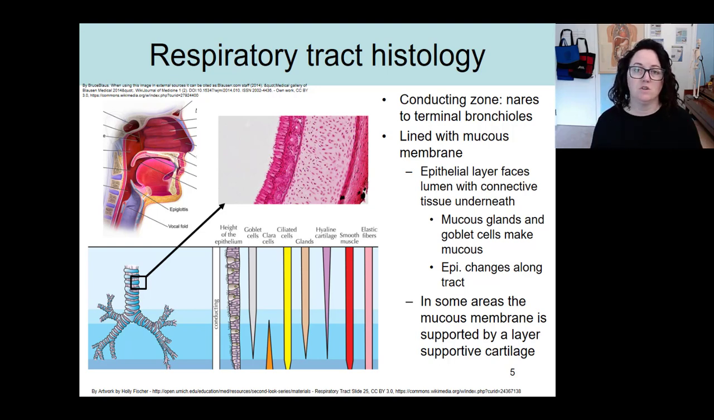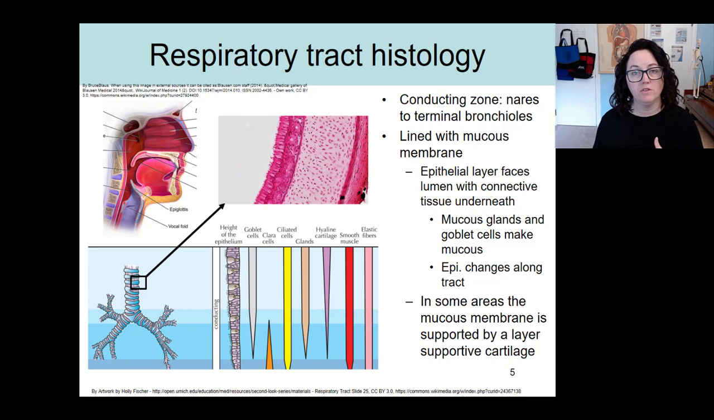The conducting zone is lined with a mucous membrane. So when air comes into the body, it's contacting the superficial layer of this mucous membrane. A mucous membrane is made of a layer of epithelial tissue with some underlying connective tissue just to glue it down to whatever else is underneath that. And the epithelial tissue of the mucous membrane changes throughout the respiratory tract.